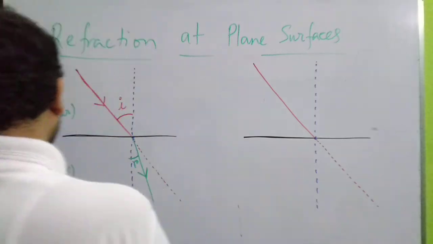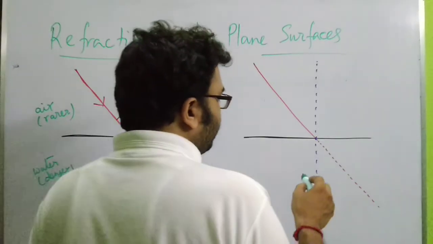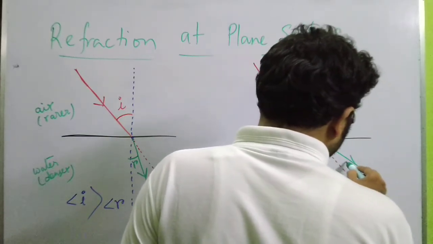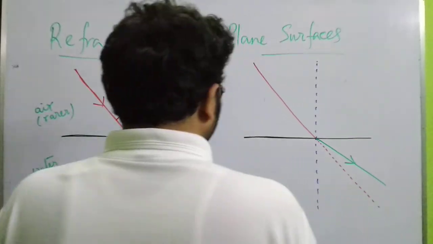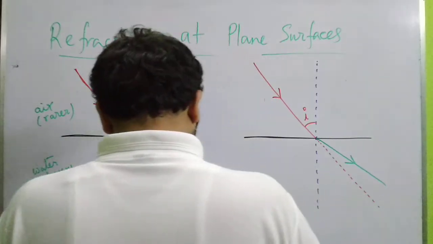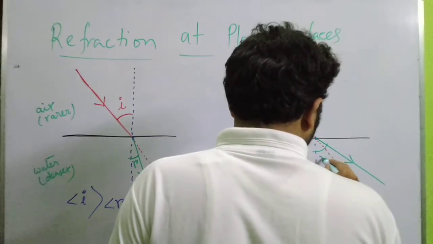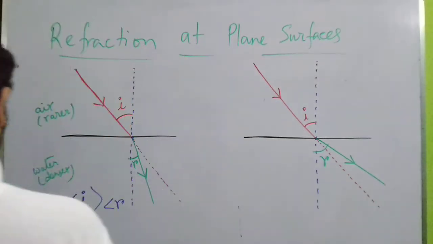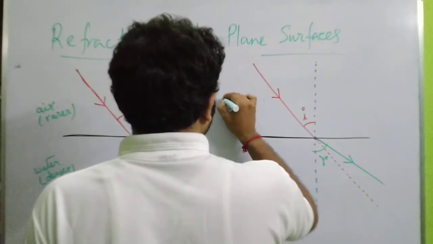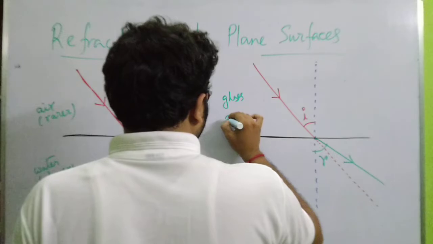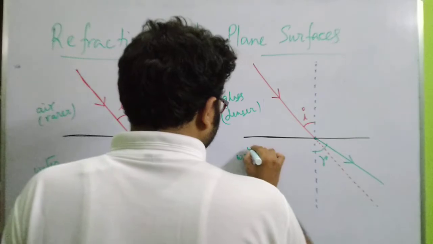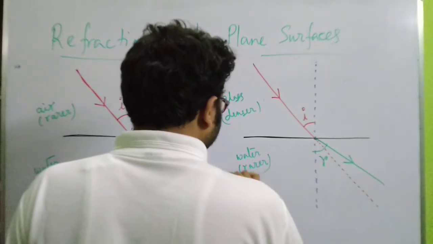In this case, what will happen? The light ray will bend away from the normal. The figure will be something like this. I have not mentioned the mediums here. So this is the angle I, and this is the angle R. This is considered a denser medium, say this is glass. Glass is a denser medium in comparison to water. Water is a rarer medium. So light is moving from a denser to a rarer medium.